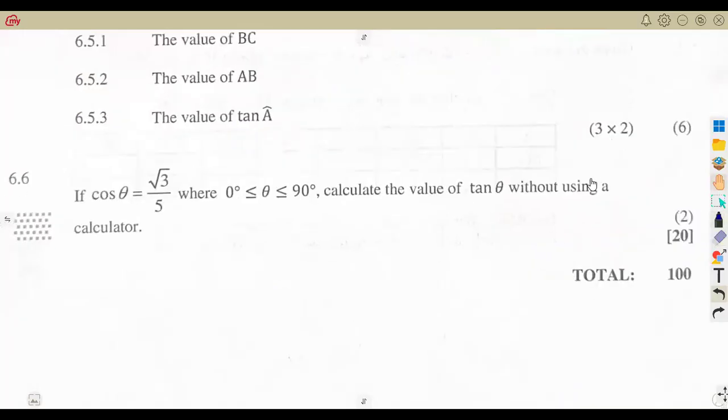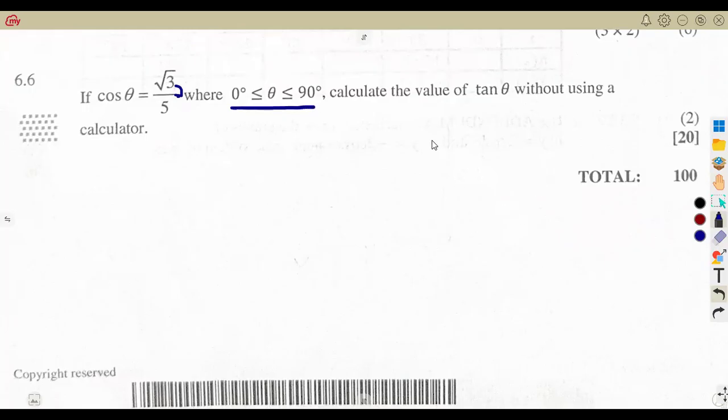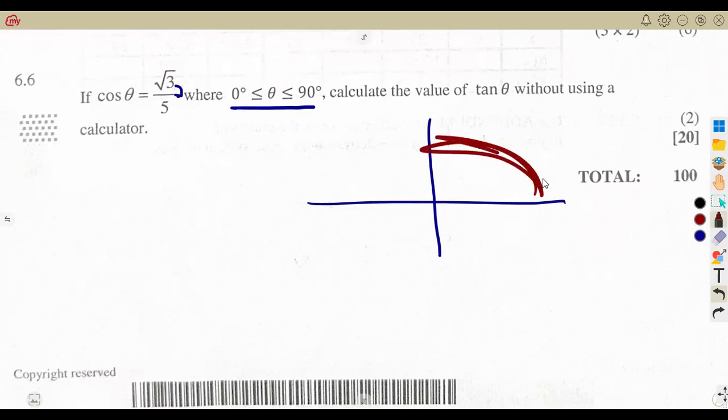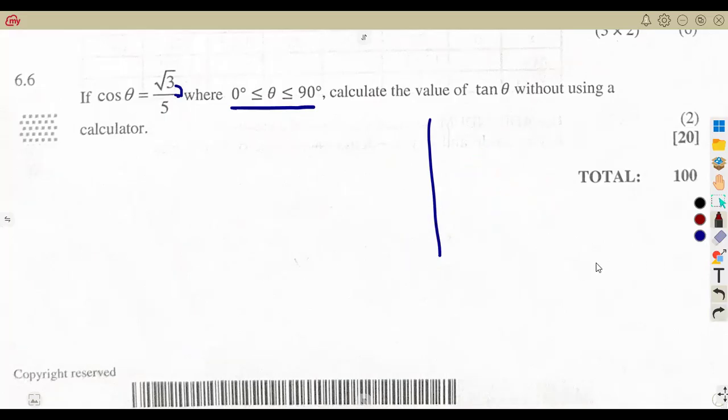On another question, you are given 6.6. If the cos of theta is square root of 3 over 5, theta being taken from 0 to 90 degrees, meaning to say we are talking of the first quadrant, from 0 to 90 degrees, where all ratios are positive. Remember from the CAST concept, all ratios are positive.